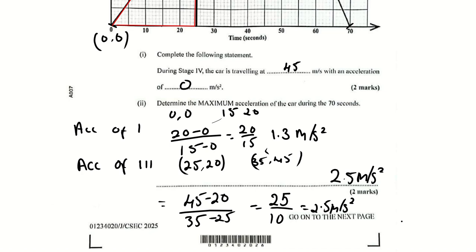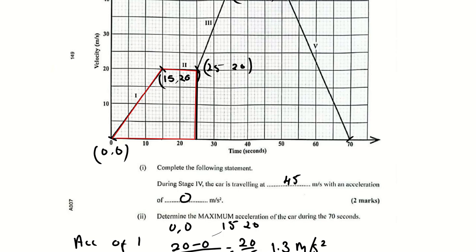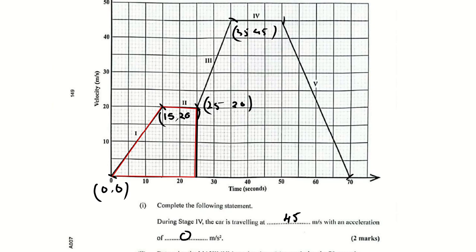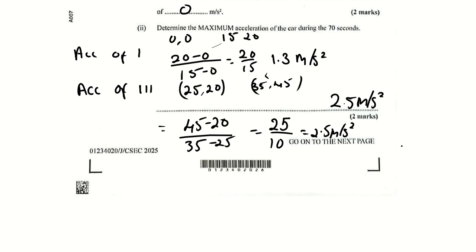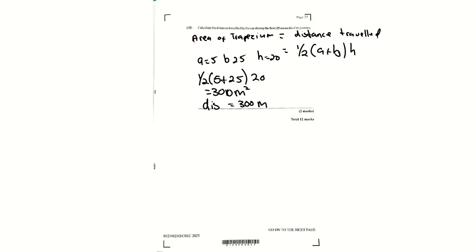So the acceleration of stage 1 was 1.3 meters per second, and for stage 3, the starting point was 25 and 20, and the ending point was 35 and 45, right? The gradient for that line is 2.5 meters per second. So we know the maximum is 2.5 meters per second, and that is how you would do this question here.